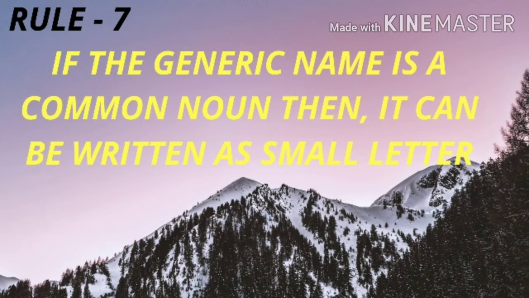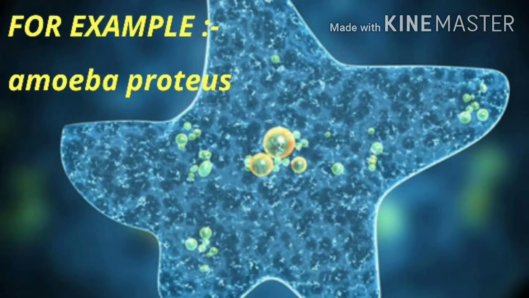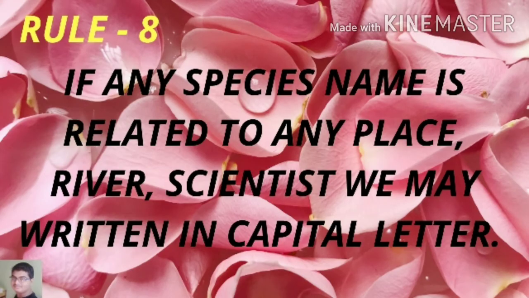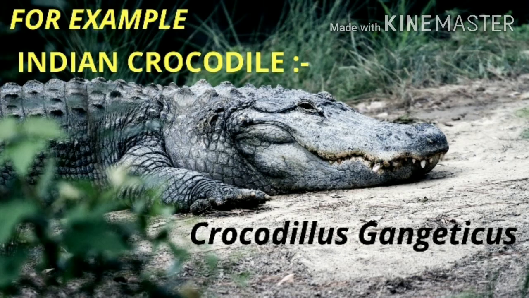Now the next rule says that if the generic name is a common noun, then it can be written in small letters. For example, Amoeba proteus, that is amoeba. So let's move to our next rule, that is, if any species name is related to any place, river, or scientist, we may write it in capital letters. For example, you can see in this figure that the scientific name of Indian crocodile is Crocodilus gangeticus.